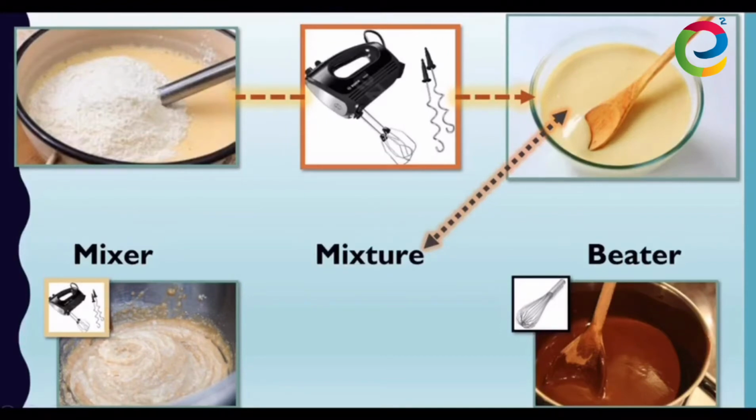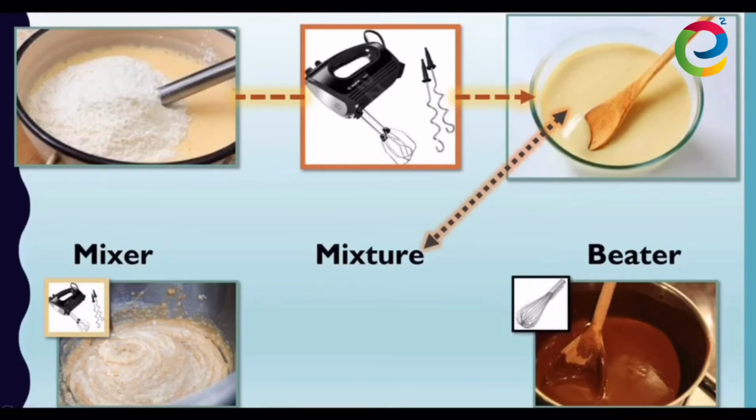We use a kitchen appliance called a mixer to beat and mix the mixture evenly. Once done, we'll make it into a batter. And after that, we'll pour it and bring it to the oven to cook.